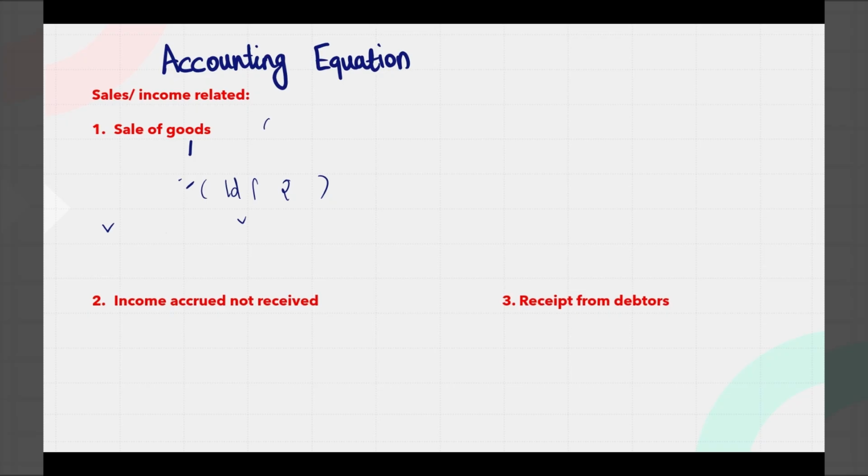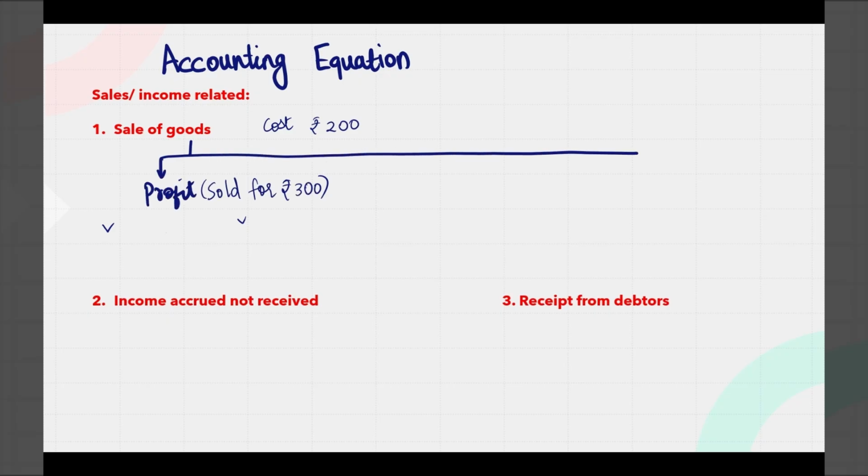Next is sales related transactions. First is the sale of goods. Let us see the first example: goods costing 200 rupees are sold for 300, that means it is a profit.